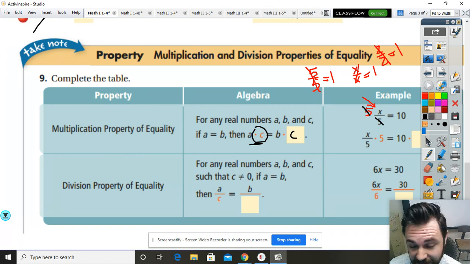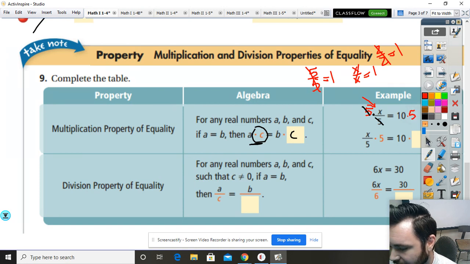But to balance this, I can't just multiply the top by 5 on one side. I also have to multiply the top by 5 on the other. I'm doing the same thing right here. And so what would we get? Notice 5's canceling. We get x isolated. It's by itself, but 10 times 5 now being 50.